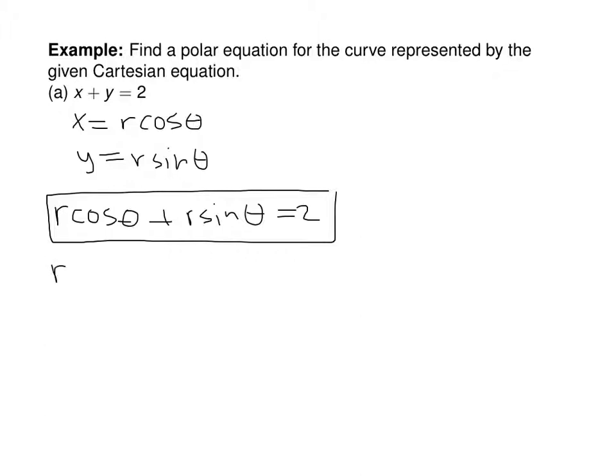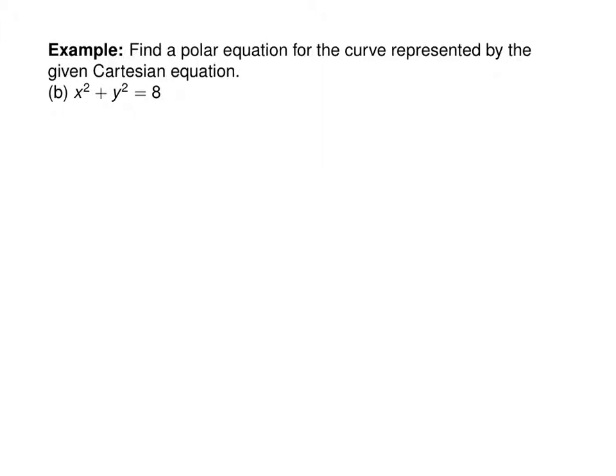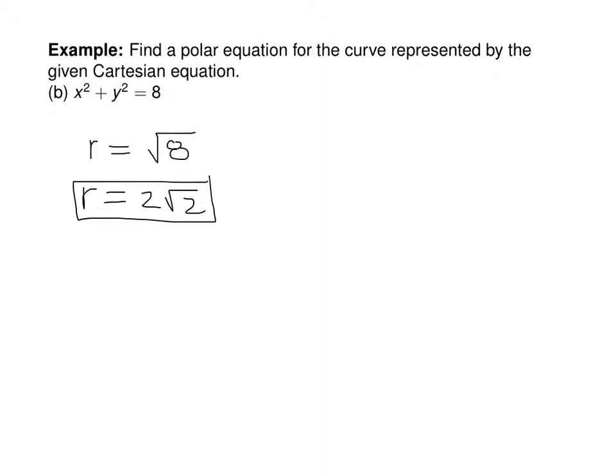Or we could factor out the r and say r times (cosine theta plus sine theta) is equal to 2, or r is equal to 2 divided by (cosine of theta plus sine theta). There are lots of ways to do this, so that's one of many. Find a polar equation for this curve. So this is a circle of radius root 8. So r is always equal to root 8, or r is equal to 2 root 2. That's one equation. Another equation could be r equals negative 2 root 2.